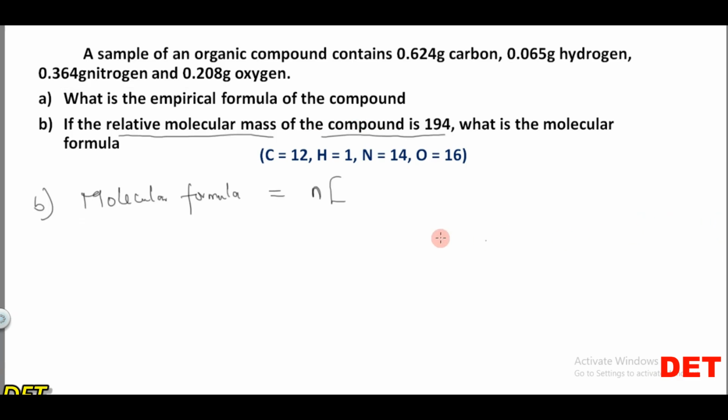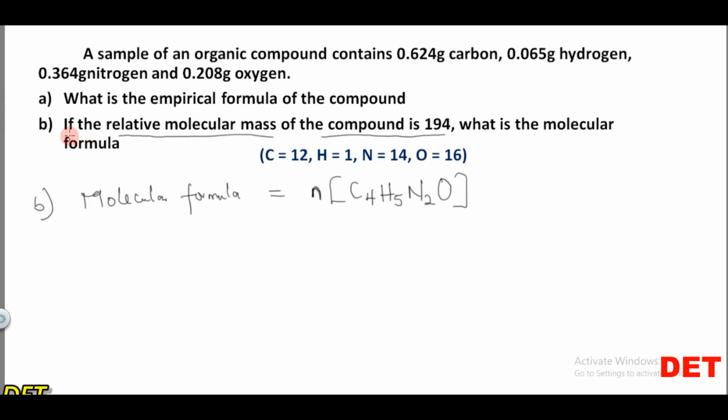We calculated the empirical formula to be C4H5N2O. This is the empirical formula. So the molecular formula is the whole number multiple n of the empirical formula.